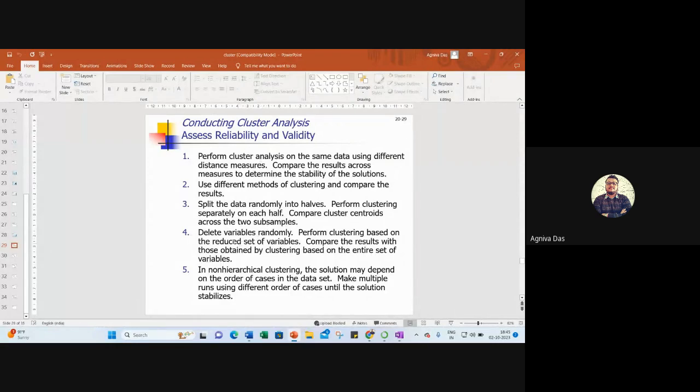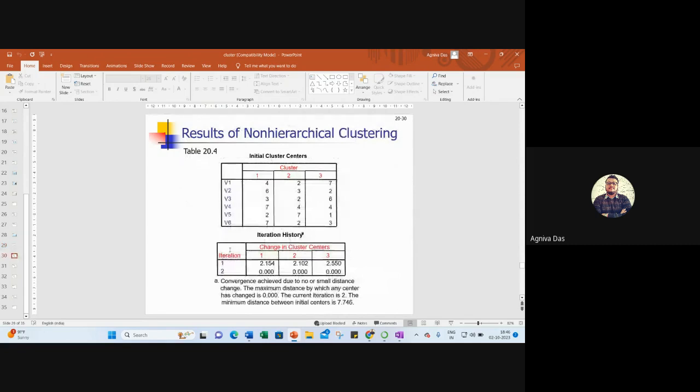Then the fourth point under this is to delete variables randomly, performing clustering based on the reduced set of variables. You have to compare the results with those obtained by clustering based on the entire set of variables. And in non-hierarchical clustering, the solution might even depend on the order of cases in the data set. So it is better to make multiple runs or use different orders of cases until the solution stabilizes by itself. Now here are some of the results.